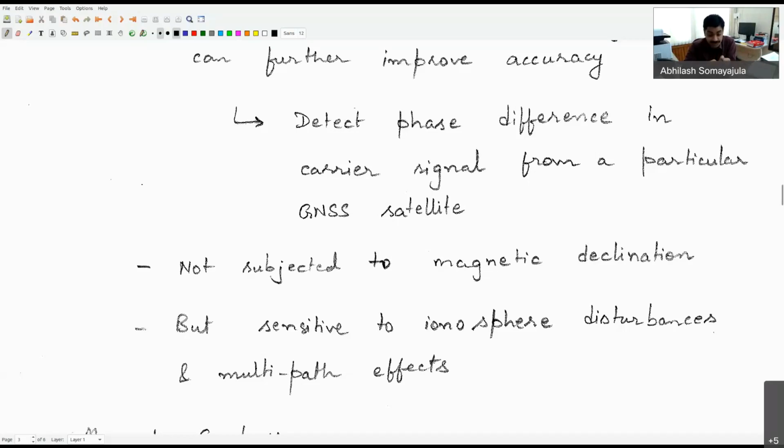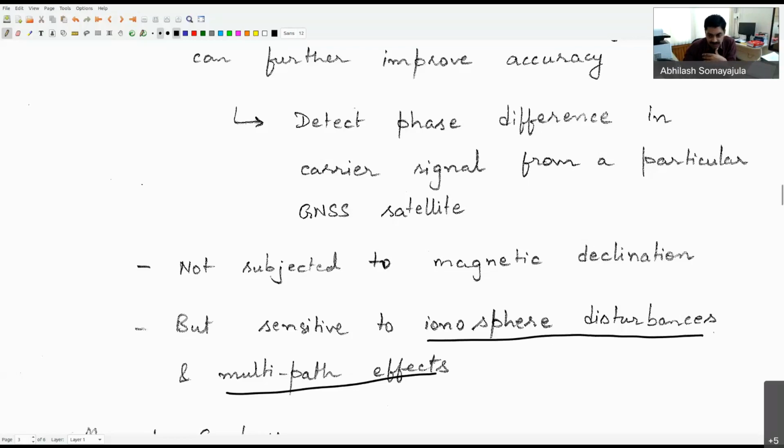Back in the day, people used to build ships with wood, and at that time magnetic compasses were good enough. But a GNSS heading does not suffer from these drawbacks, and you can get a much more precise estimate of your heading from this. But you have to keep in mind that this may be sensitive to ionosphere disturbances, and there may be multipath effects.